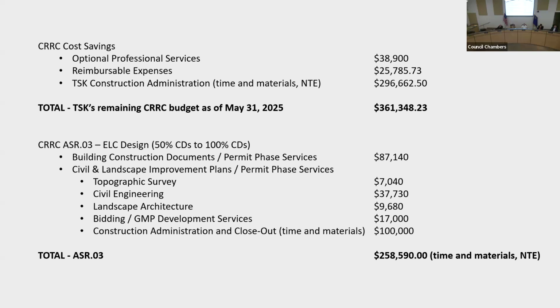So we're paying for the hours invested in all of this by TSK. Right now, we have a contract with them for construction administration. That is all they're doing right now for the CRRC. Okay, roughly $30,000 a month. It was around $34,000 for 2 months, last bill received.